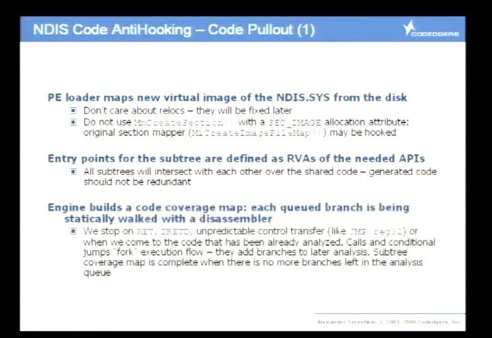And if we come to code that has been already analyzed, we stop our walking and take another branch to analyze. As for calls and conditional jumps, they actually fork the execution flow. They add branches to later analysis. A subtree coverage map is complete when there are no more branches left in the analysis queue.